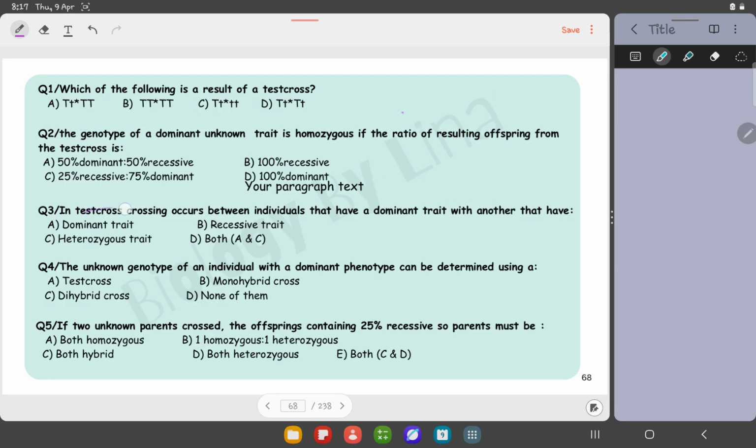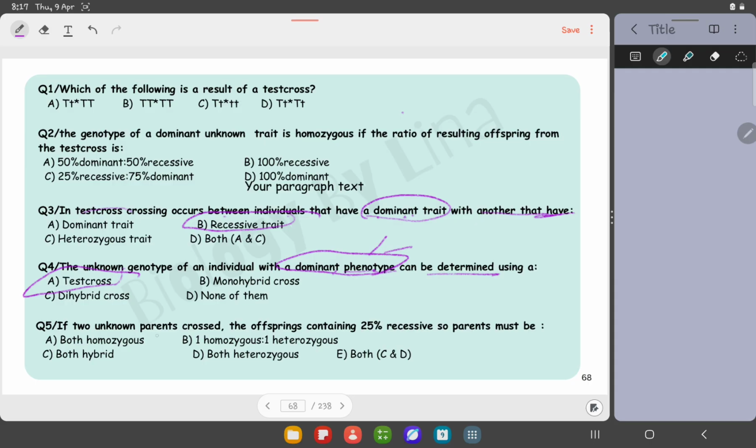At that time, we can say that this parent is homozygous. Question 3, in test cross, the crossing occurs between individuals that have a dominant trait with another one that has what? We cross the dominant in the test cross with a recessive trait. So we will choose recessive trait. The unknown genotype of an individual with a dominant phenotype: we have a dominant phenotype, and we don't know the genotype of it, if it's homozygous or heterozygous. It can be determined by what? It can be determined only by using the test cross. So we will cross it with recessive in order to know if it's homo or hetero.